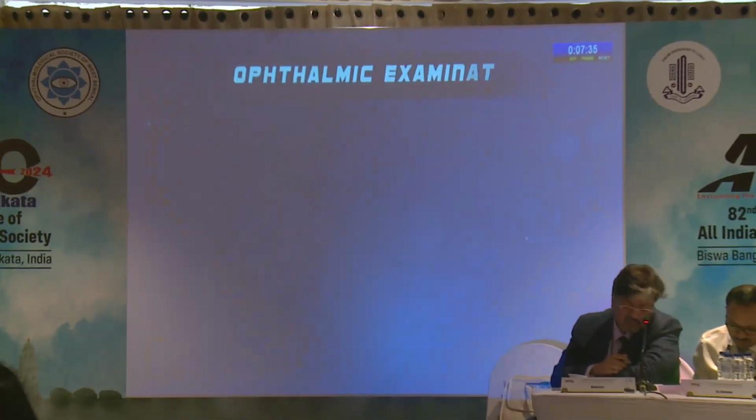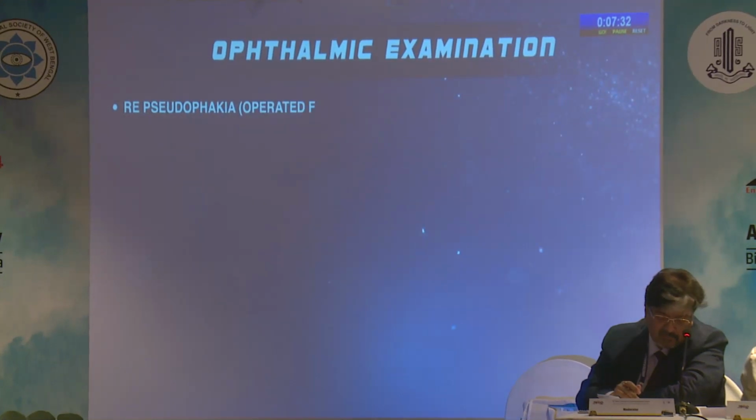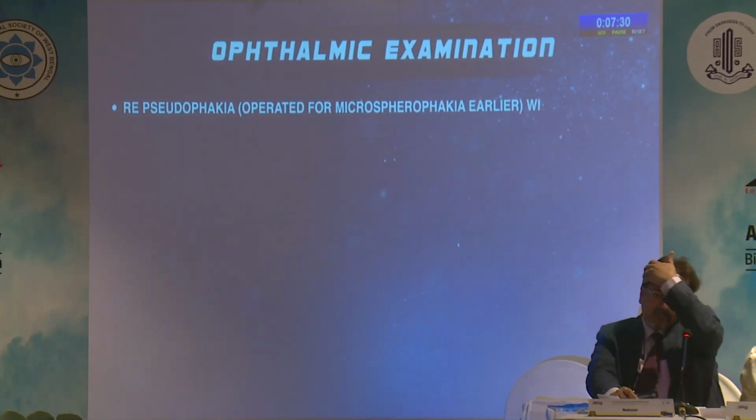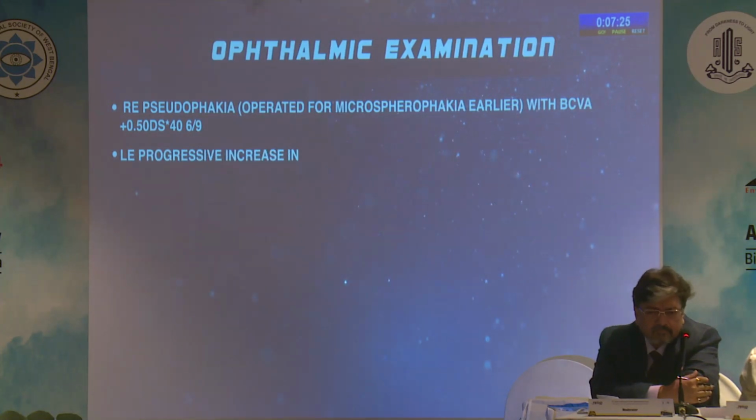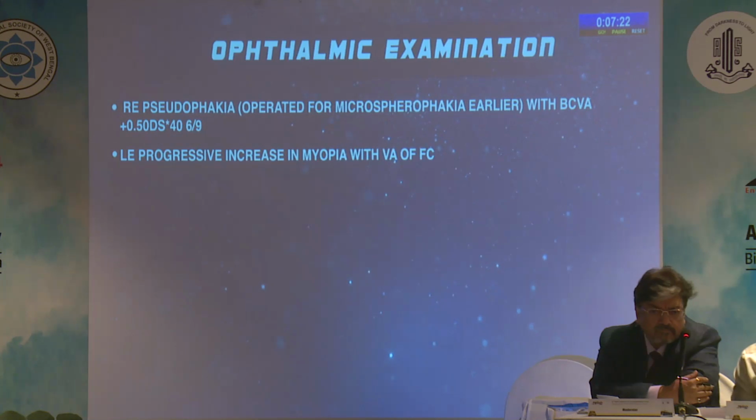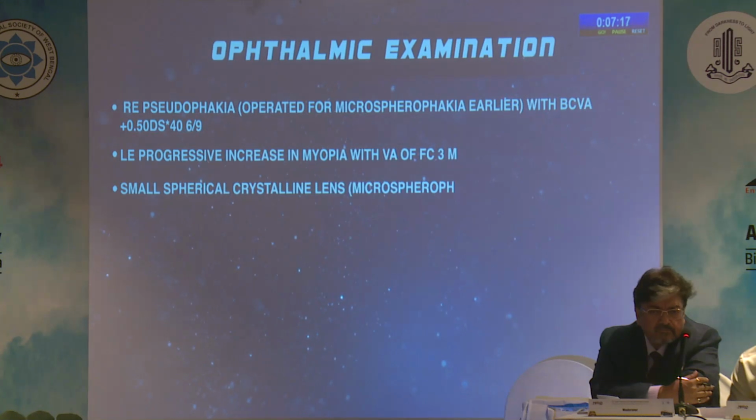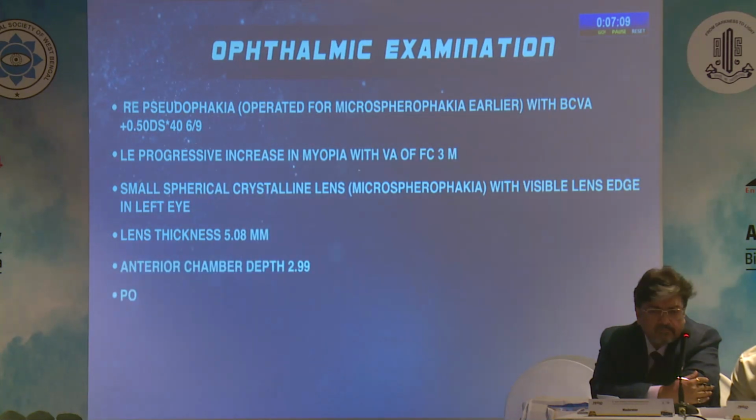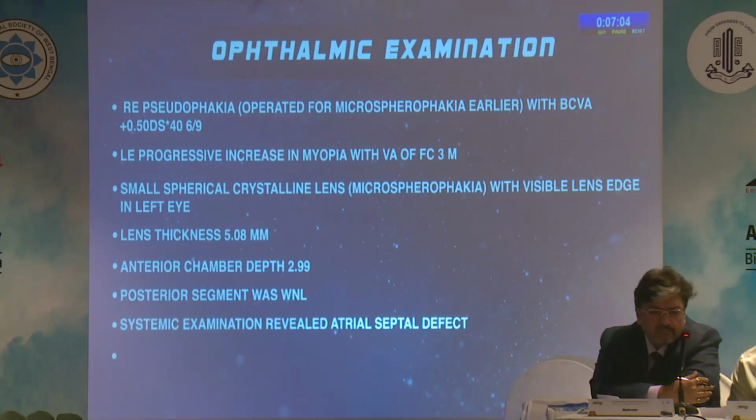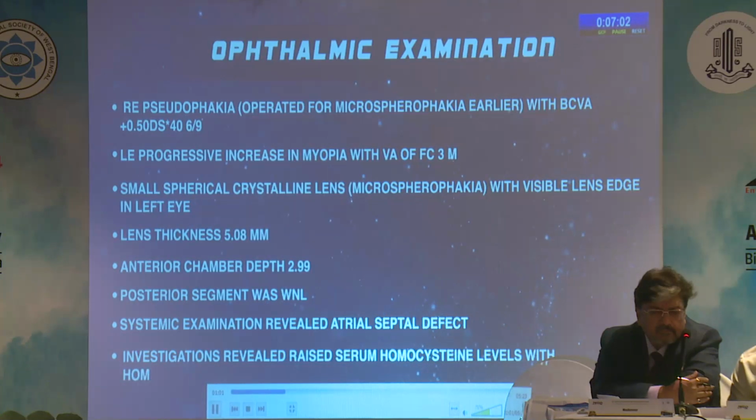On ophthalmic examination, the right eye had pseudophakia. She was operated for microspherophakia earlier in the right eye with BCVA of 6/9. The left eye showed progressive increase in myopia with a visual acuity of finger counting at 3 meters. There was a small spherical crystalline lens with visible lens edge in the left eye. Lens thickness was 5.08 millimeters and anterior chamber depth was 2.99 millimeters. The posterior segment examination was normal. Systemic examination revealed atrial septal defect. Investigations revealed raised serum homocysteine levels with homocystinuria.